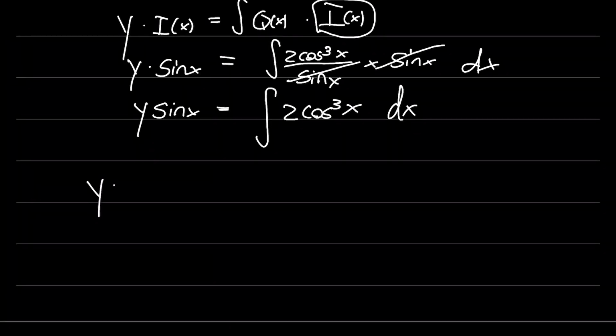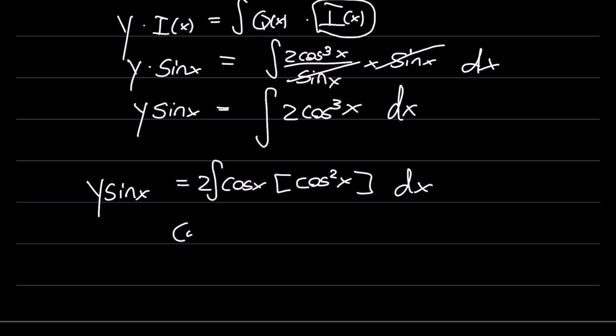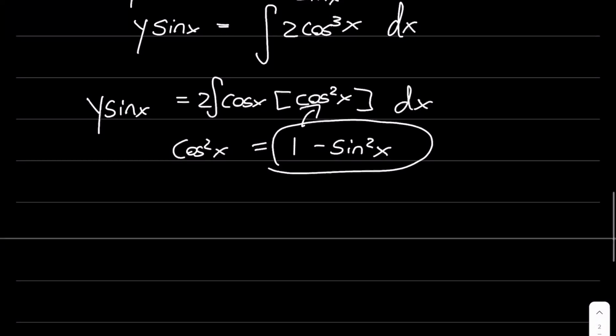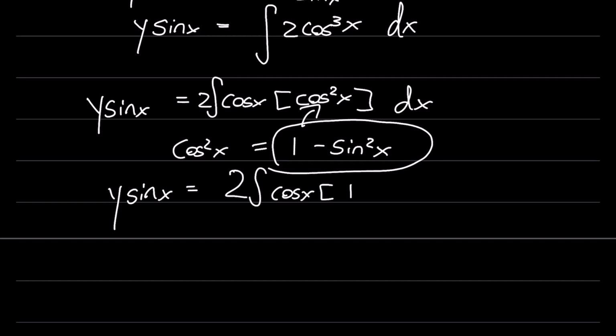So we're going to have y sine x should be equal to the integral of, we'll pull the 2 out, 2 times the integral of cos x times cos squared x. Now, why do we do this? Because we know from Unit 1 that cos squared x is equal to 1 minus sine squared x. So we can plug this in, because this is just how we integrate cos x to the power of 3. So we plug that in, and we'll get y sine x should be equal to 2 times the integral of cos x times 1 minus sine squared x dx.